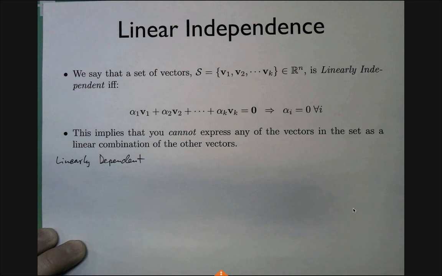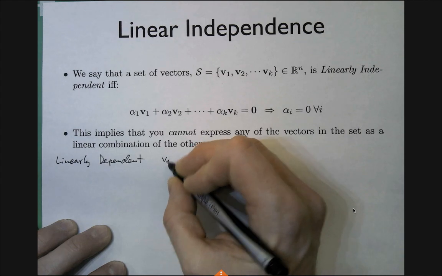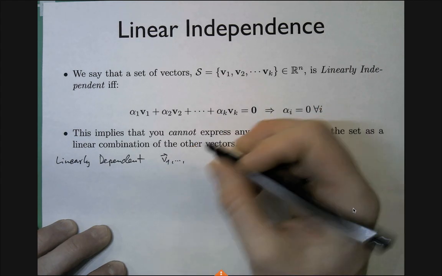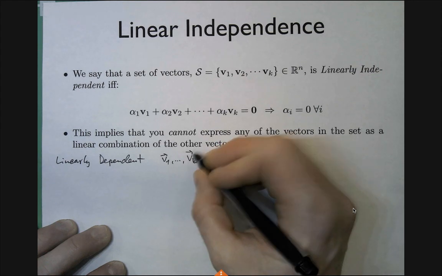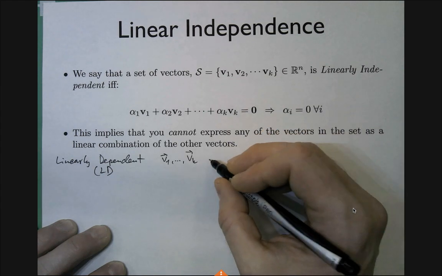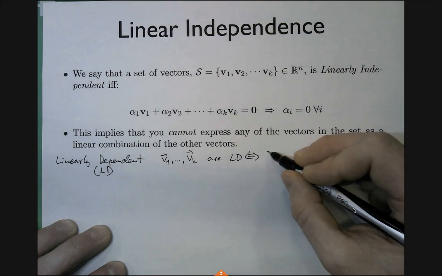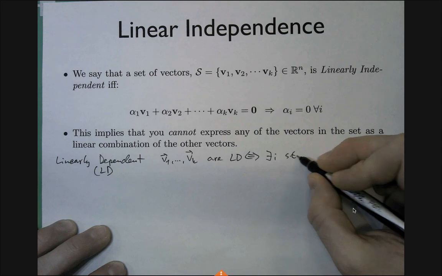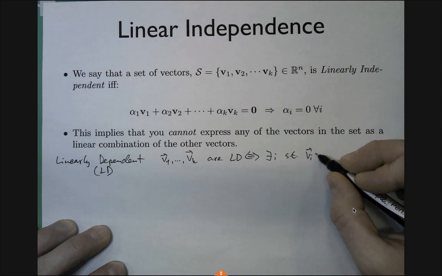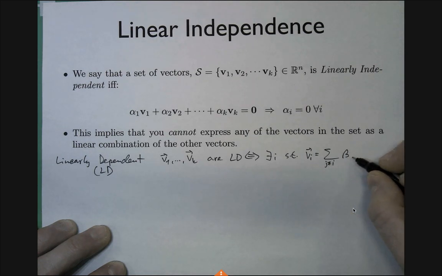So if the vectors are not linearly independent, we talk about linear dependence. How can I say that the vectors are linearly dependent? There is a basic fact, I will just call it LD: these vectors are linearly dependent if and only if there exists an index i such that one of the vectors vi can be expressed as a linear combination of the remaining ones.